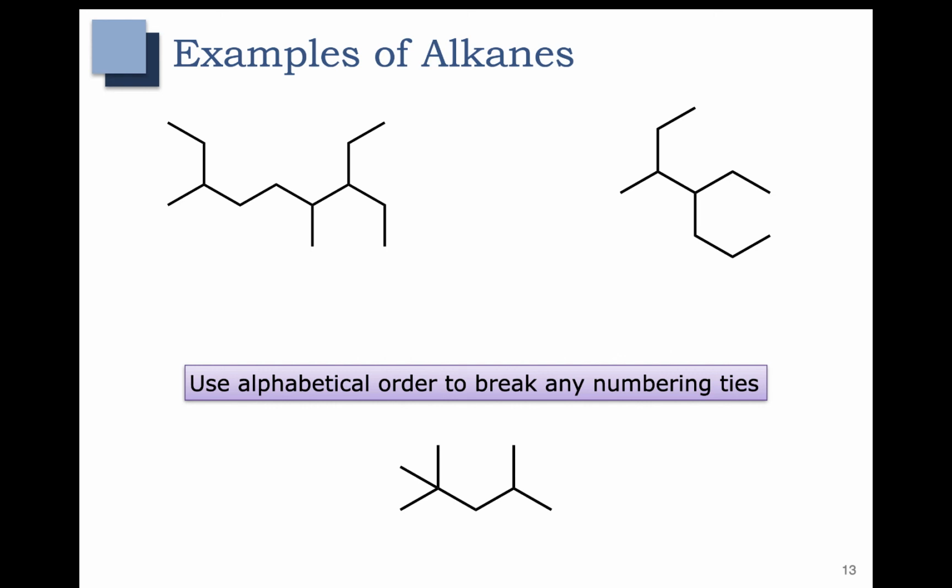Let's do our last example here. In this case, we have our parent chain here, and we have 1, 2, 3 methyl groups. We're going to number to give substituents the lowest possible numbers. If we number from the left, 1, 2, we have 2 substituents. If we number from the right, 1, 2, we only have 1. So we want to number from the left. 1, 2, 3, 4, 5. That gives us 2,2,4-trimethylpentane.